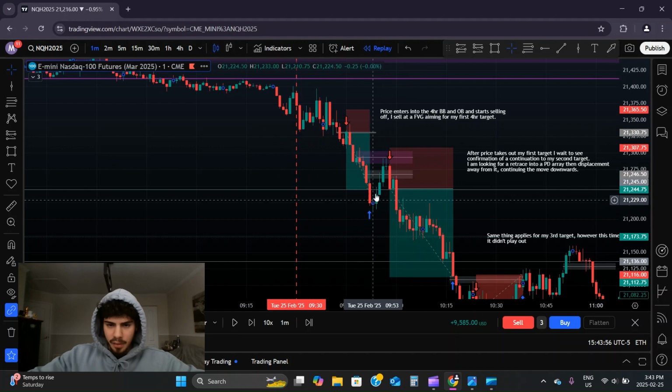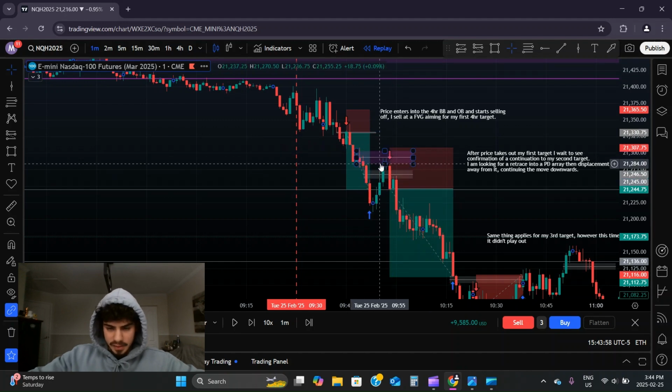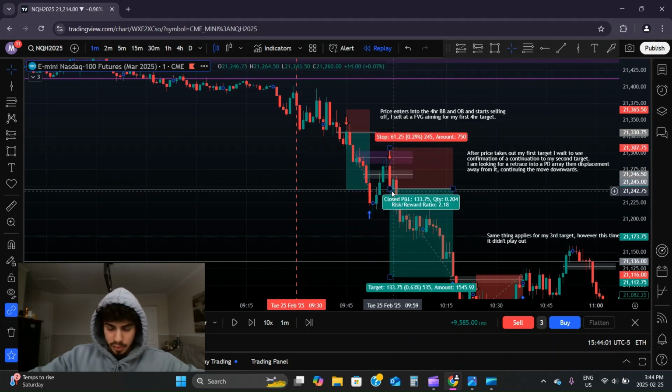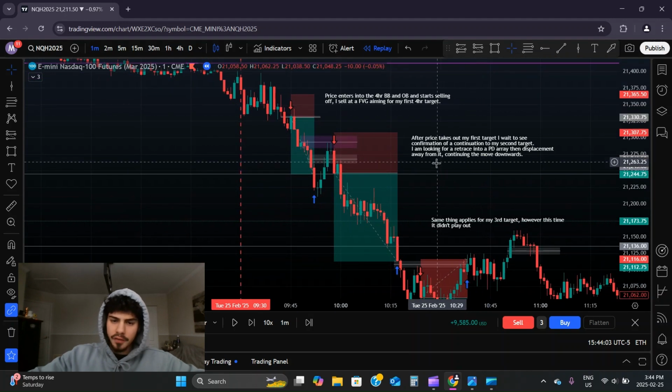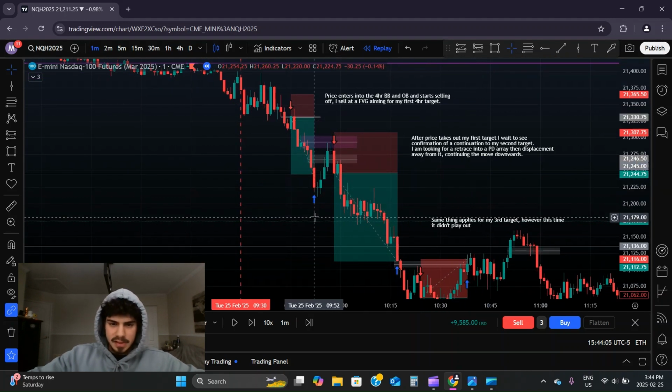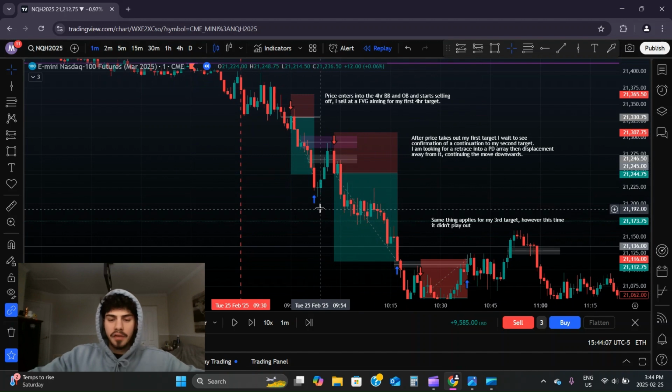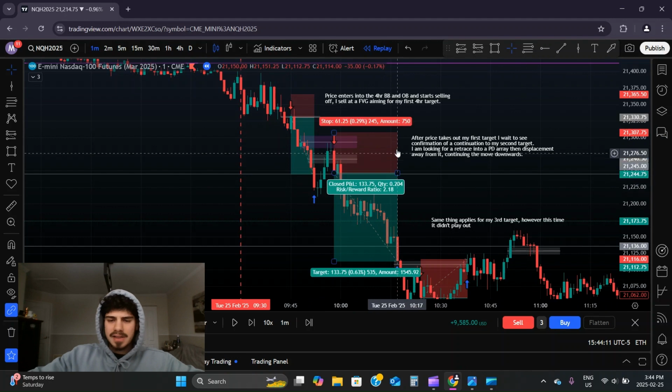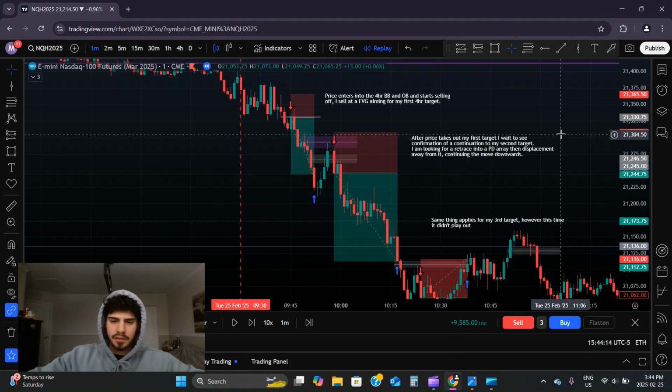But in this case, it went through this fair value gap and into this order block, and then it got a big displacement towards the downside. So I can be confident, okay, we're going to keep moving lower because of this displacement, and we already hit the PD array needed for the fuel to go to the second target. That's basically my mindset. I sum that up basically in this text over here.